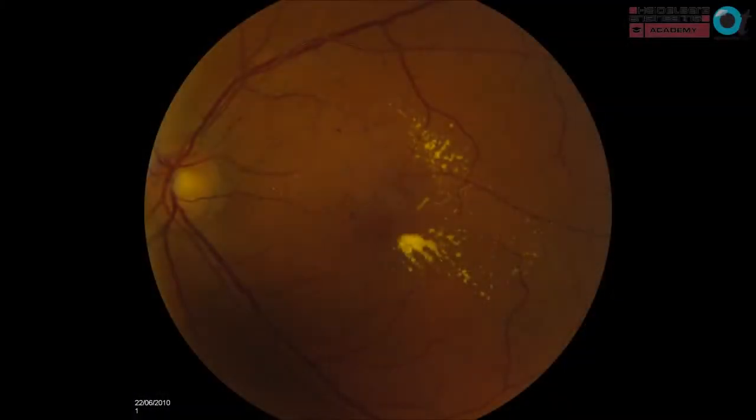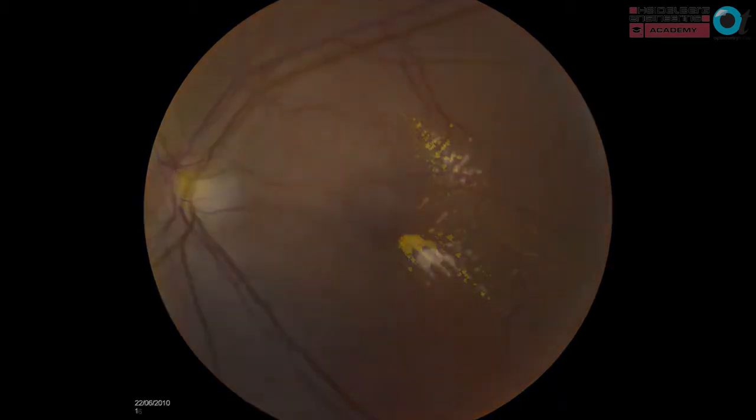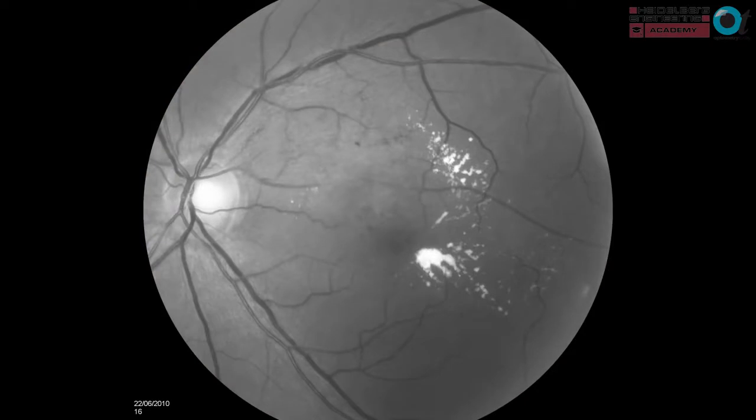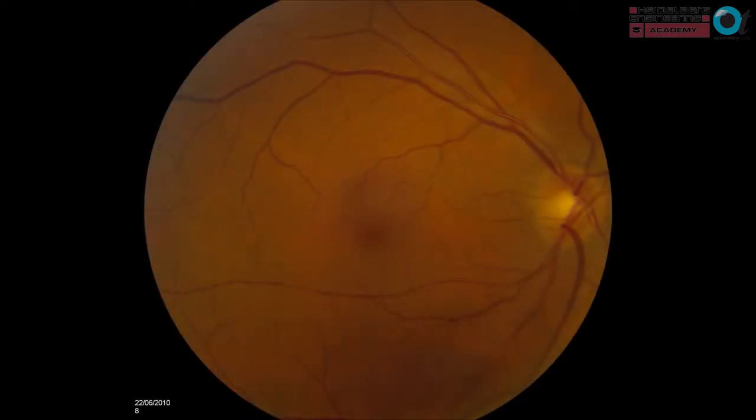So let's present Mr. PP. He's a 60-year-old gentleman, asymptomatic. It was an optician referral. His vision 6/5 right, 6/12 in the left eye. He hadn't actually noticed any problem with his left eye. Clinically, you can see this large area of macular exudation and macular edema centrally. You can see it much more apparently on the red-free image. The right eye is completely normal.